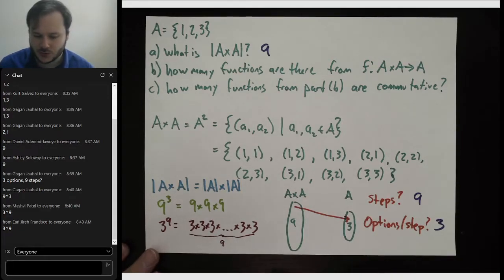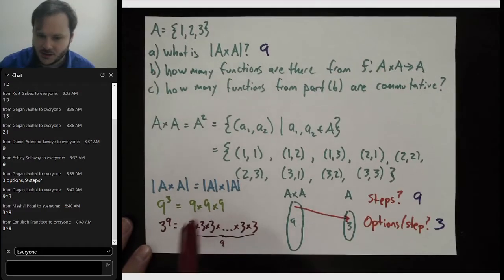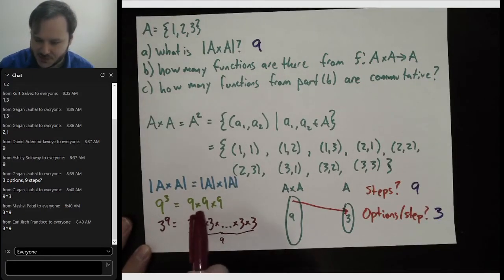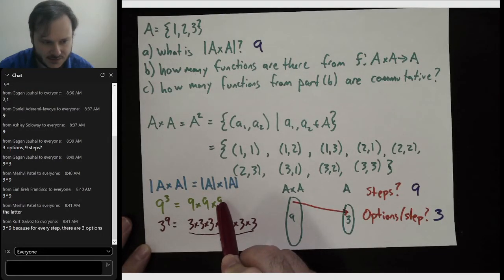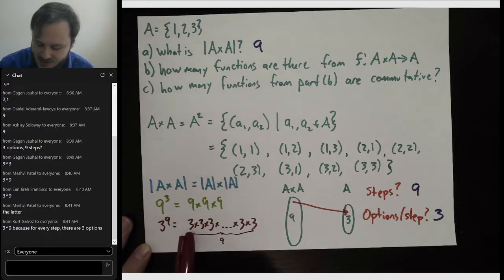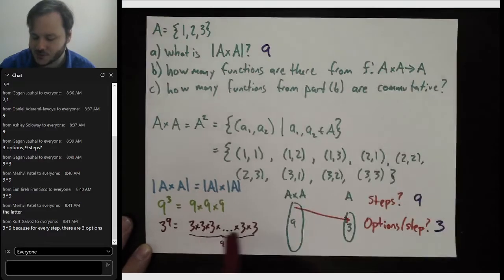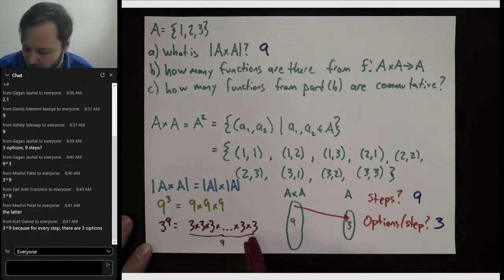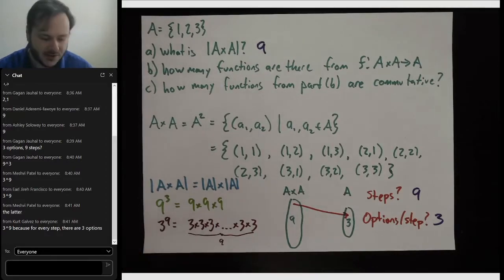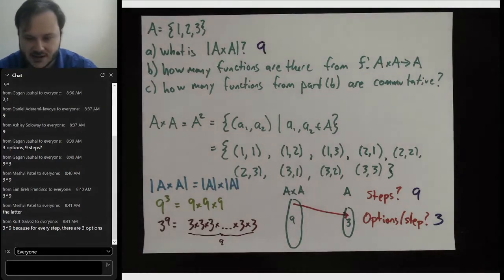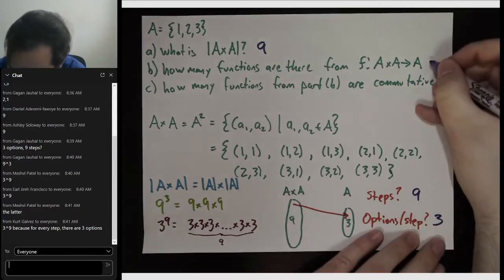Think about the rule of product calculation. How would that work out? This would be step 1 has 9 options, step 2 has 9 options, step 3 has 9 options. This one is step 1 has 3 options, step 2 has 3 options, step 3 has 3 options, all the way up to step 9, which has 3 options. So we do want 3 to the 9 here. Easy mistake to make. Got to be careful about those because these 2 things are not equal to each other.